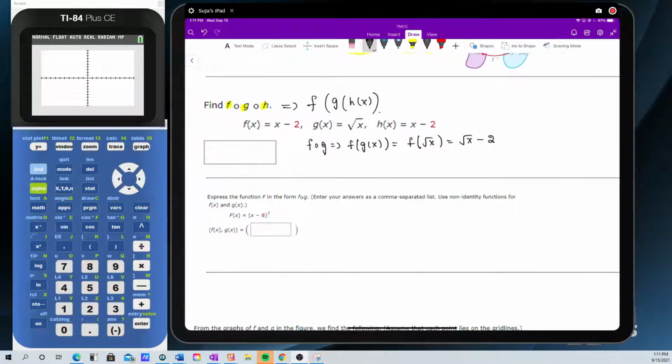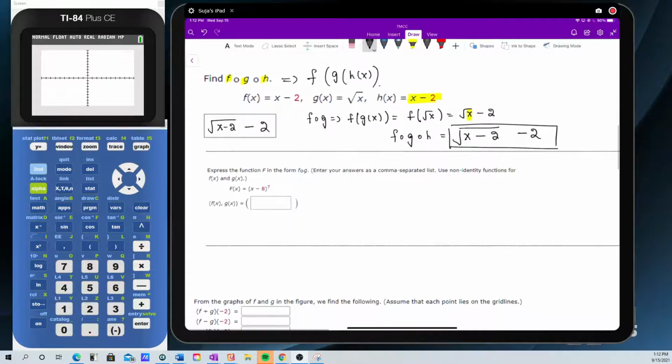So I'm going to go f composed with g composed with h. So since f composed with g is square root of x minus 2, now this is going to be square root of, in the place of x, I have to put x minus 2. So it will be x minus 2, and this minus 2 is outside. And this should be the final answer. Square root of x minus 2 minus 2.